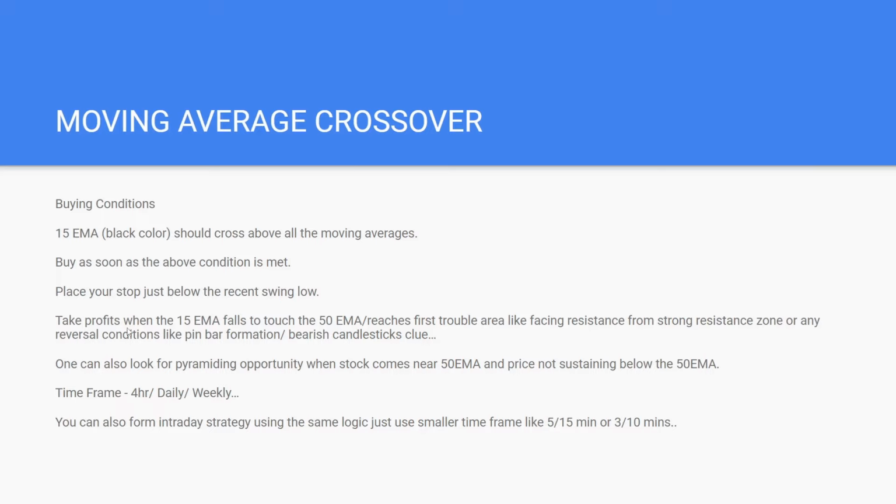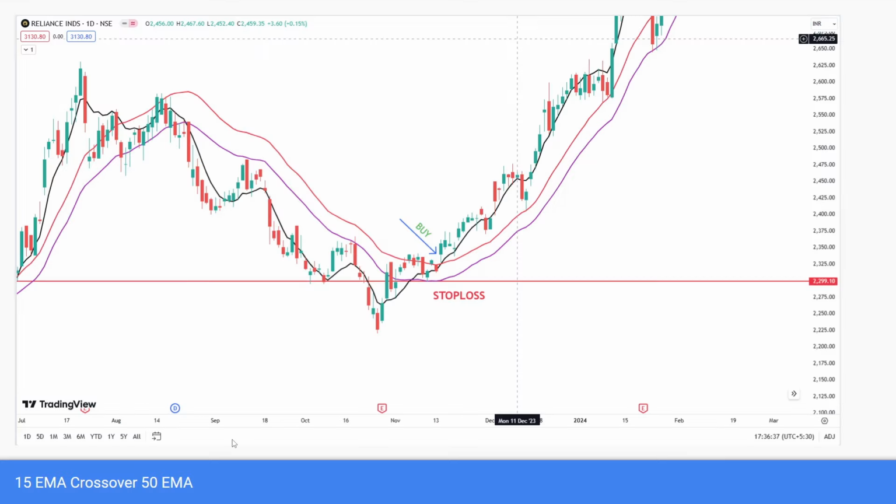Place your stop loss just below the recent swing low. Take the profits when the 15 EMA falls to touch the 50 EMA, or when price reaches the first trouble area, like facing resistance from a strong resistance zone, or any reversal conditions like pin bar formation or bearish candlesticks. One can also look for pyramiding opportunities when the stock comes near the 15 EMA and price does not sustain below the 50 EMA. You can use any time frame. You can also use it as an intraday strategy, like 5 minutes or 15 minutes, and it works.